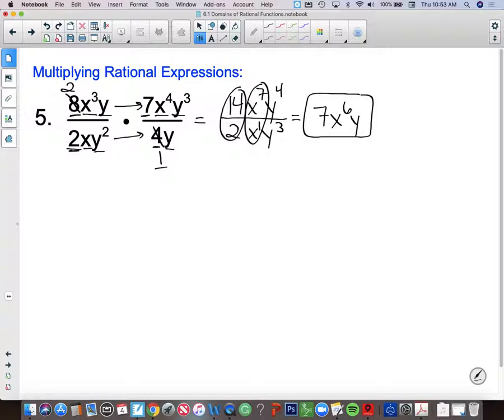Okay? So start off by simplifying the coefficients, and then multiply straight across to get this, and then we simplify one more time to get our final answer. Okay, we'll do one more of these together, and then we'll have you try one on your own.